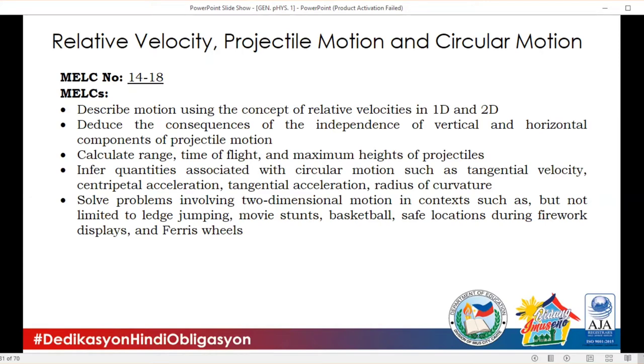Deduce the consequences of the independence of vertical and horizontal components of projectile motion. Calculate range, time of flight, and maximum height of projectiles. Infer quantities associated with circular motion such as tangential velocity, centripetal acceleration, tangential acceleration, radius, and curvature. Solve problems involving two-dimensional motion in contexts such as, but not limited to, ledge jumping, movie stunts, basketball, safe locations, shooting fireworks displays, and Ferris wheels.